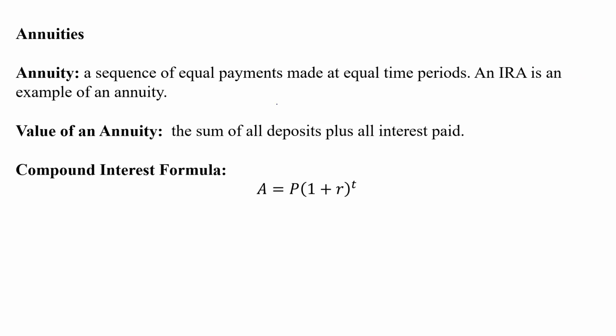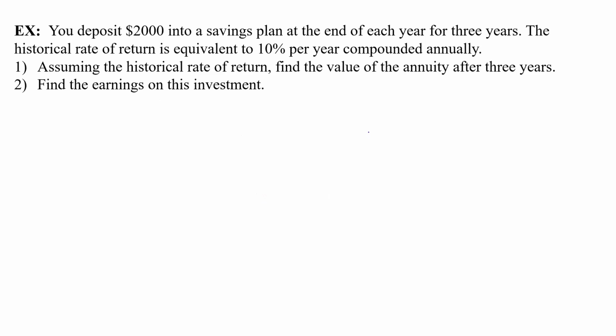And the compound interest formula is A, which is going to be our future value, is equal to P, which is the principal, times 1 plus the rate as a decimal raised to the power T. Now, let's do an example with this.